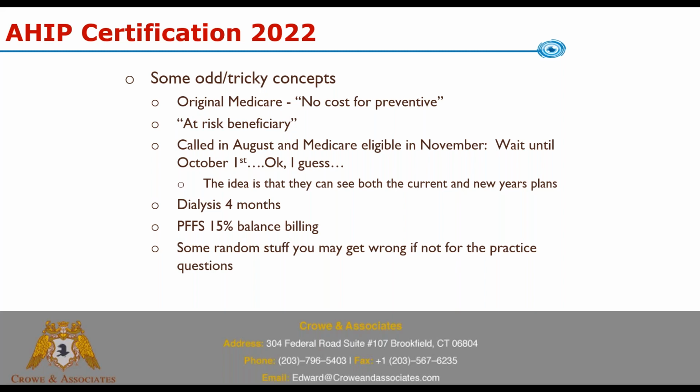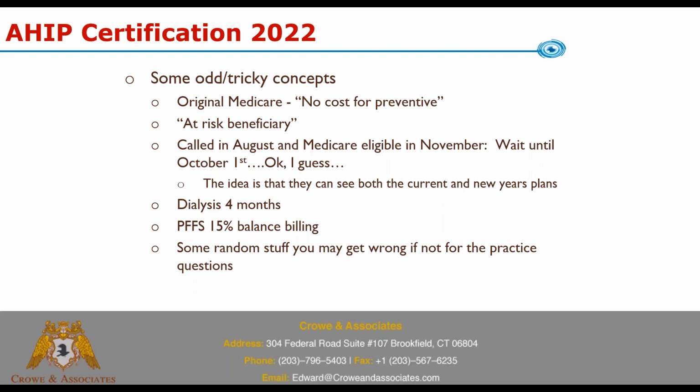Last one that I thought was pretty interesting was a question on there about how you got a call in August from somebody who is Medicare eligible in November. It asks, when should you meet with them and write an app for them? Well, they have an election for August, but that's the wrong answer. They think because you're so close to October 1st, when they'll see the new plans for 2022, that you should wait until then. So just throwing that out there.